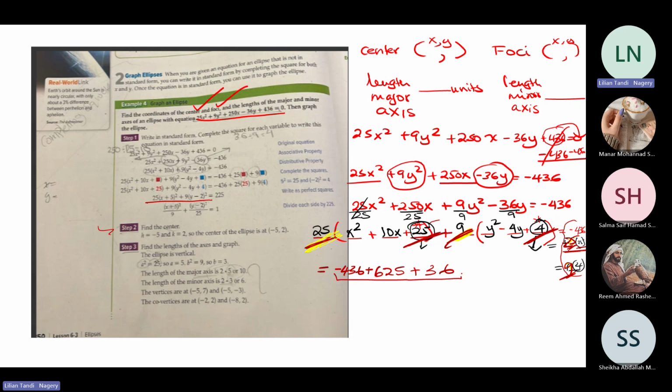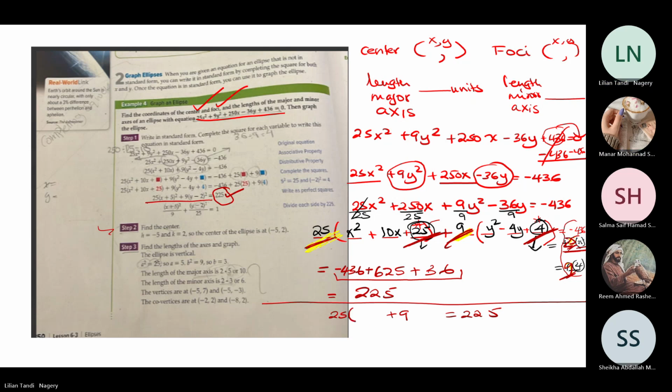Yeah. That's what these three numbers will be. Now do this. What do you get? 225. 225. We are here. Up to here we are good? Yes. So now this 225 is on this side. Now we want to write here. You had 25 and you had 9. So what is 10 divided by 2? 5. So this will be x plus 5 squared.